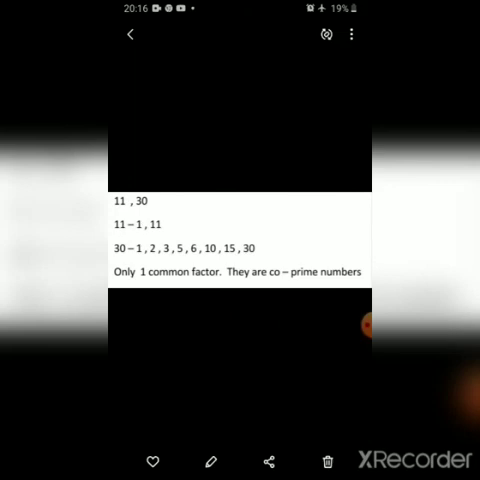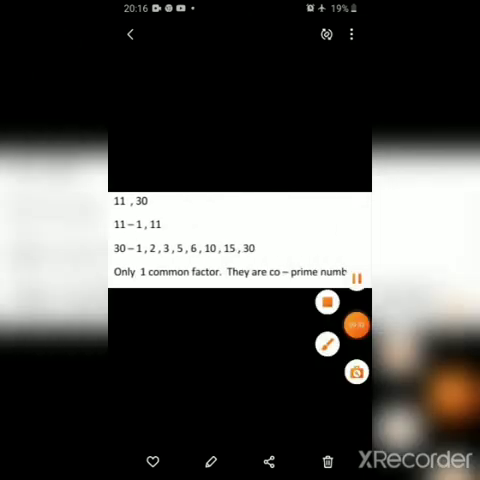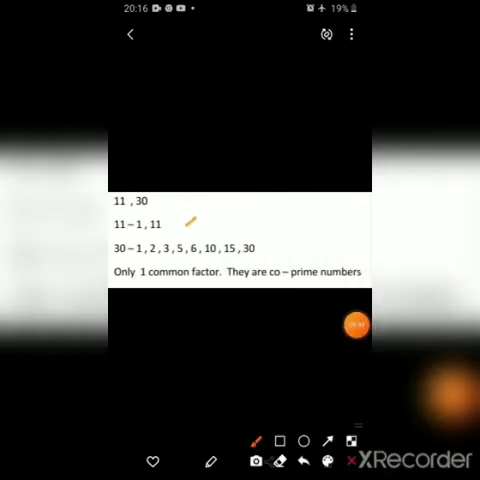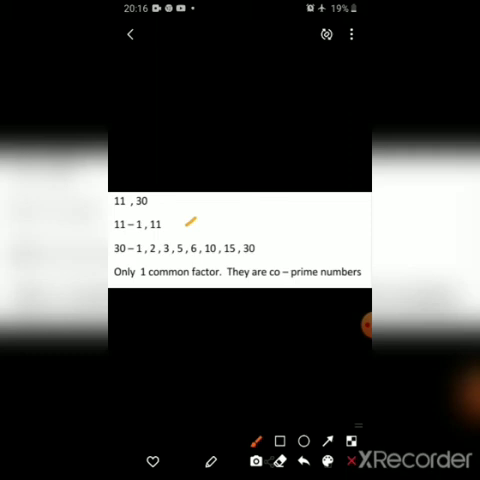11 and 30. What are the factors of 11? 1 and 11. And factors of 30: 1, 2, 3, 5, 6, 10, 15 and 30. What is common here? Here the common number is 1. Means only one common factor. They are co-prime numbers.